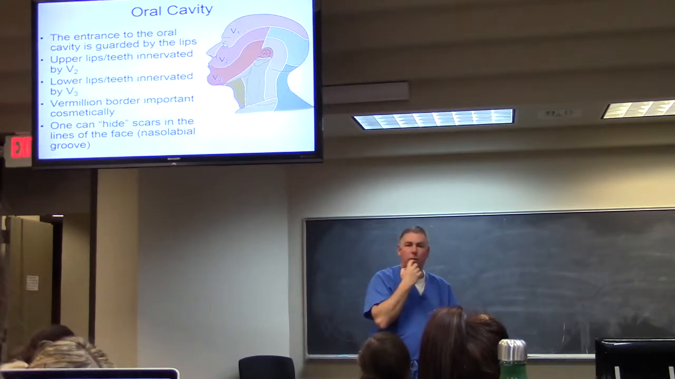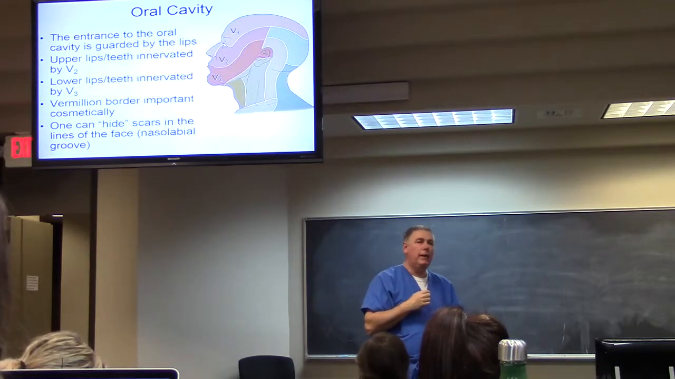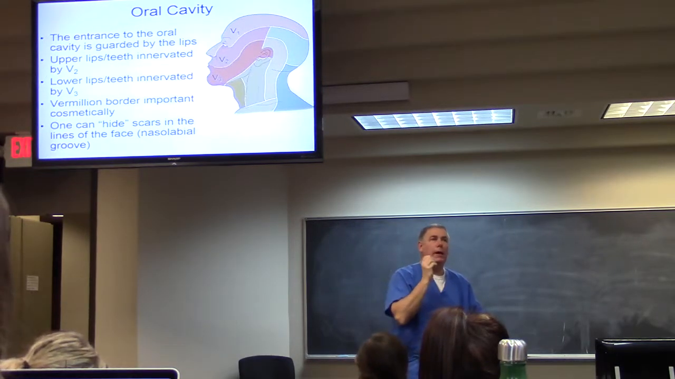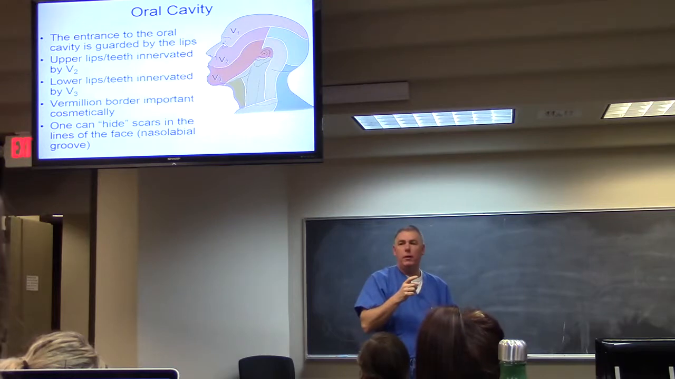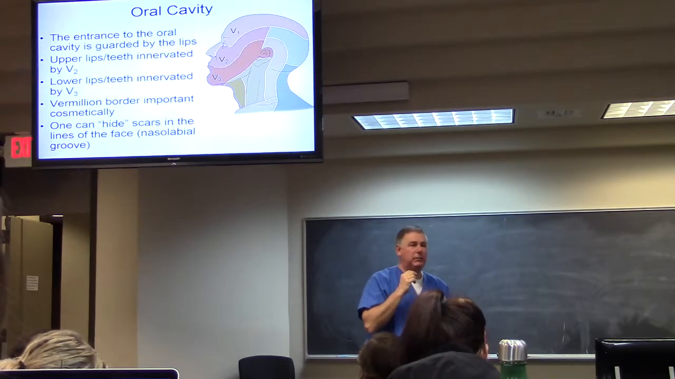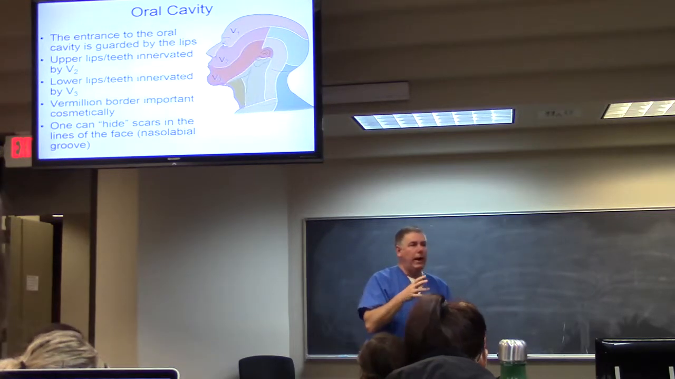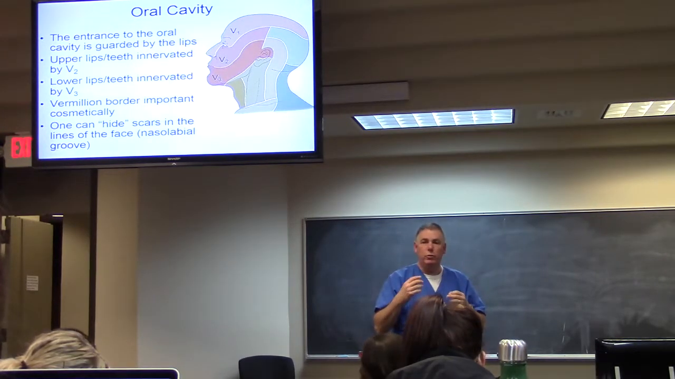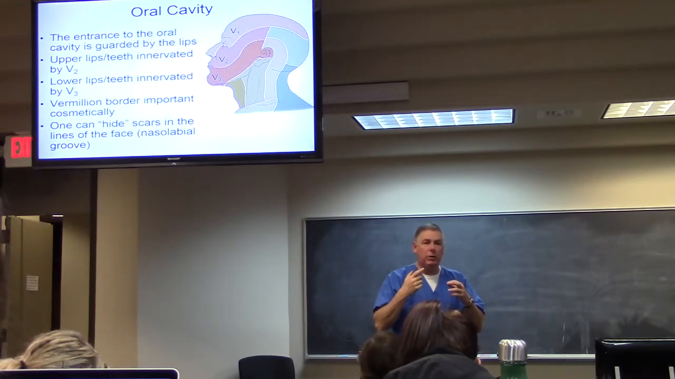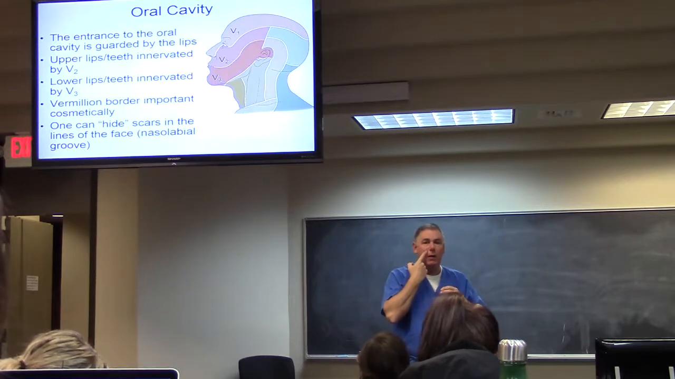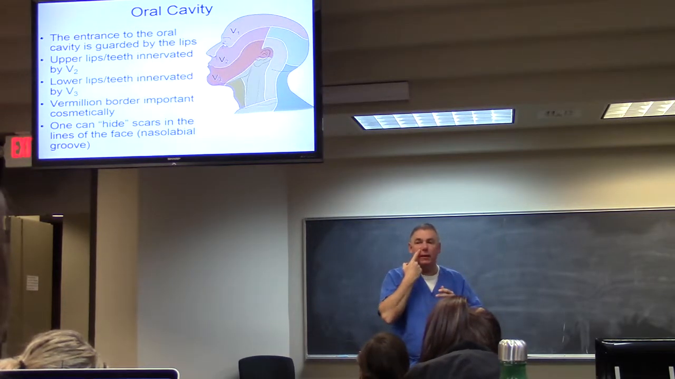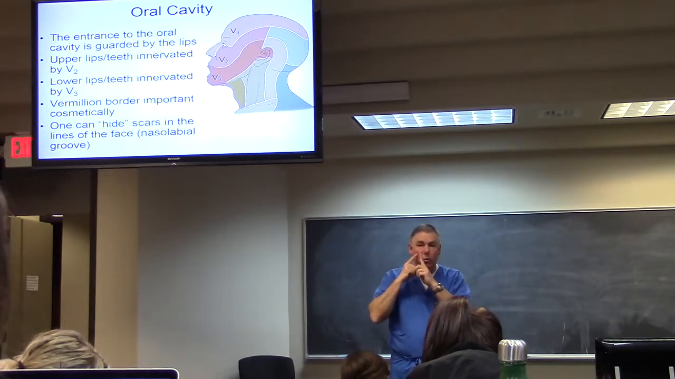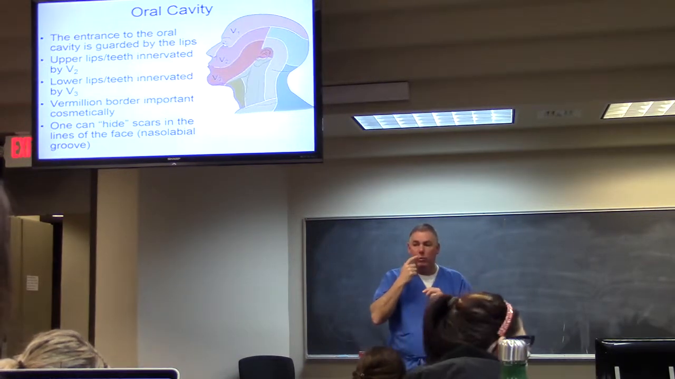The vermilion border we've talked about, that's where you suture first. And then the other thing is that when you're trying to remove a lesion on the face, Langer's lines come into play, but you also want to be able to use the natural creases in the face to hide scars. If you can make an incision in this direction, you can hide that scar within the normal nasolabial fold.